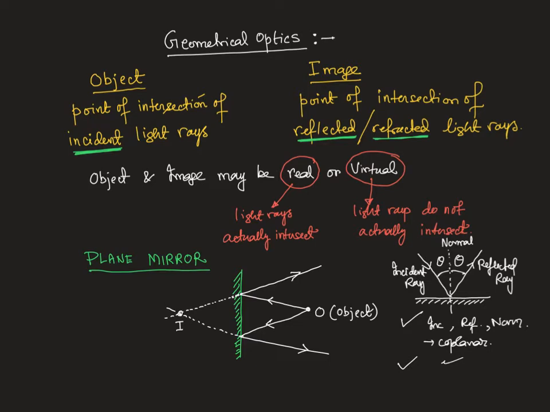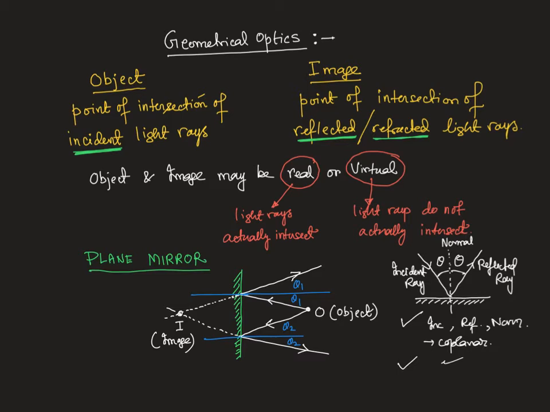So this is I for image, because as per definition we know the image is the point of intersection of reflected light rays. For refracted, that will be later during the lens. So this is the normal, again the normal. So this angle is theta 1, this angle is theta 1, this angle is theta 2, this angle is also theta 2. Okay, so this is what type of object, real or virtual?